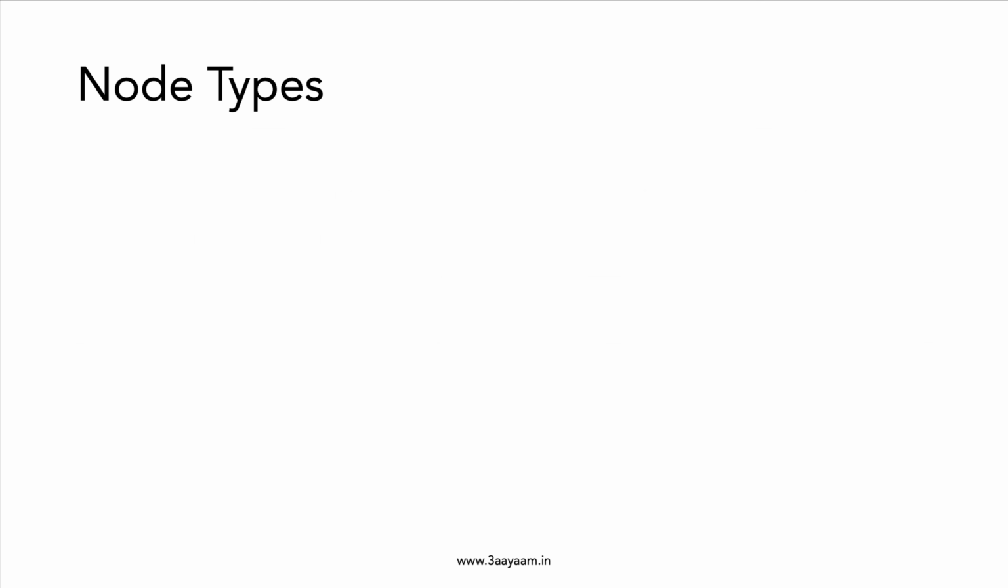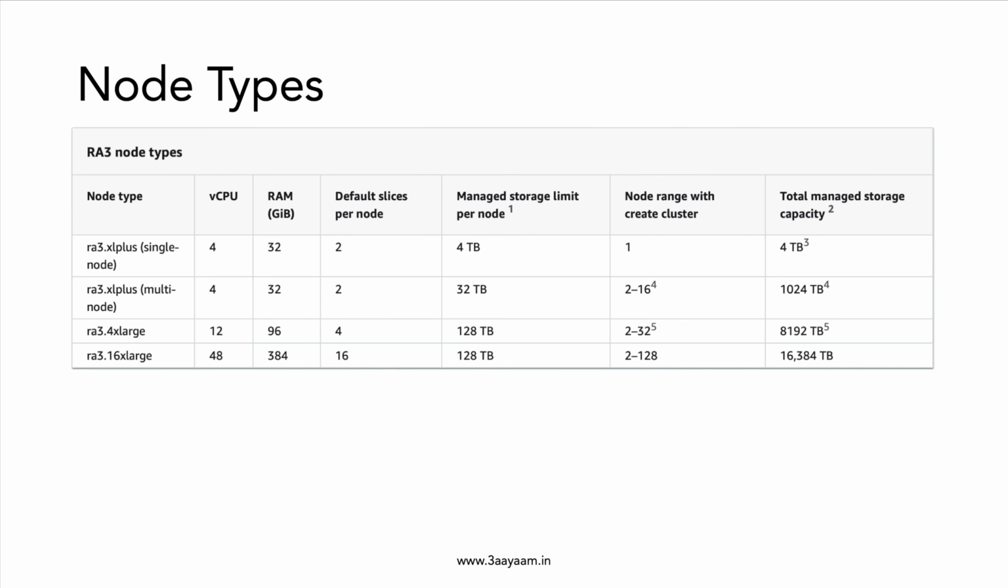Now let's take a look at the instance types or the node types of RA3 and DC2. This is again taken from documentation. If you see, there are four RA3 node types: RA3 XL Plus, which is used for single node; RA3 XL Plus for multi-node; RA3 4x large; and RA3 16x large. I have introduced a new term called single node and multi-node. So what is single node and multi-node? Single node means that your leader node and compute node would be on the same node. And multi-node means that the leader node and compute node would be on separate nodes.